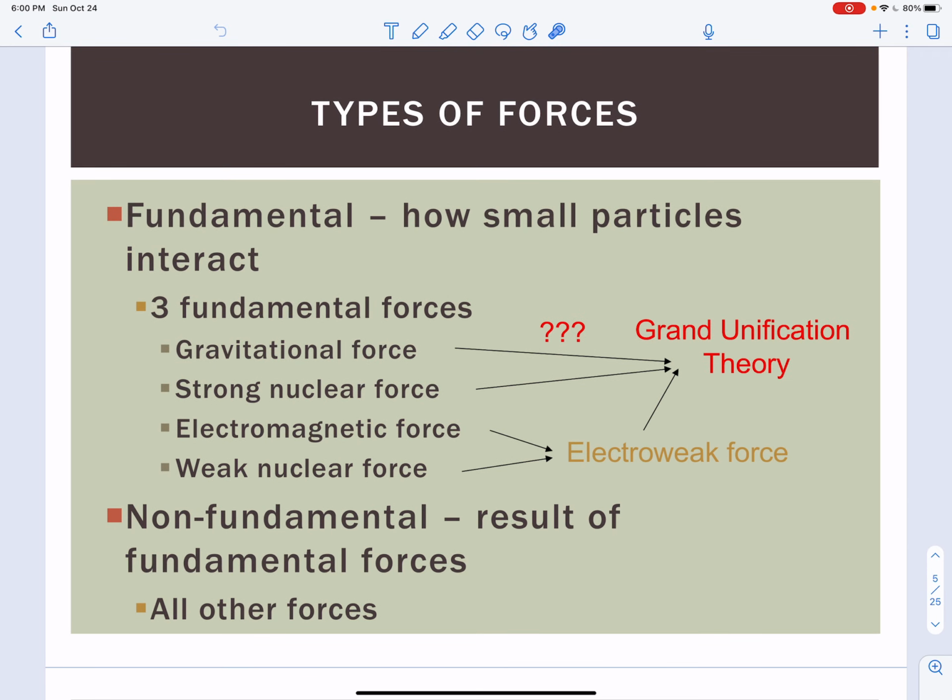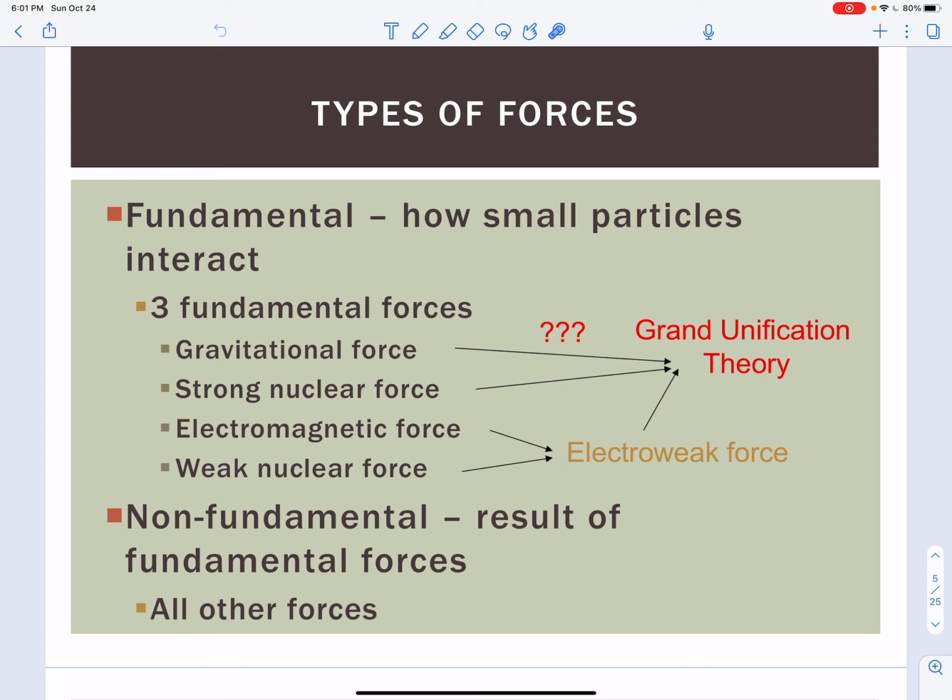Now, we also group forces by what sort of causes them and what's actually happening in the force. And so you'll often hear that there are four fundamental forces. When people speak of four fundamental forces, the four they're talking about are the four you see there: gravitational, strong nuclear, electromagnetic, and weak nuclear.